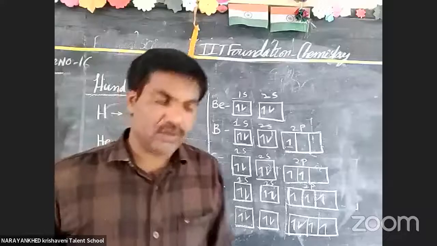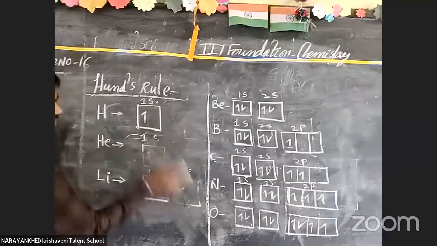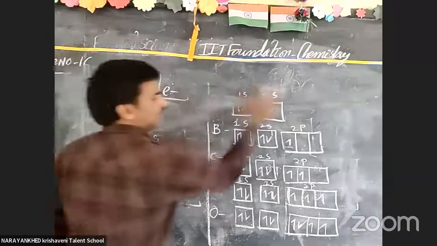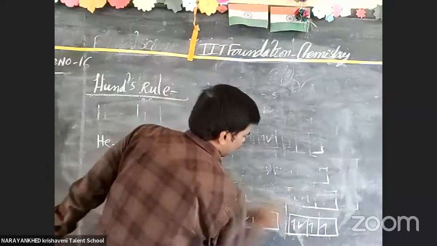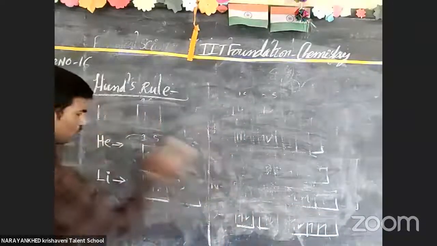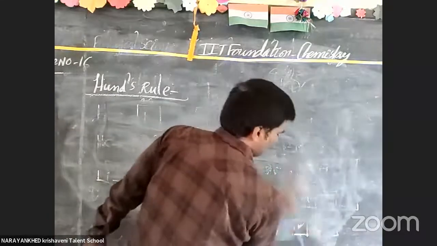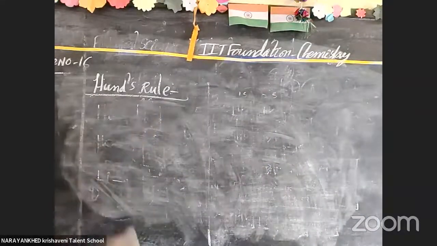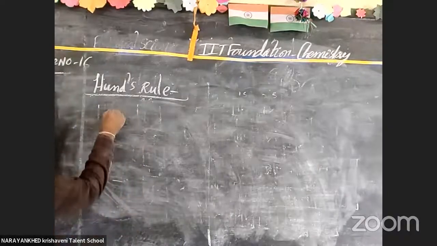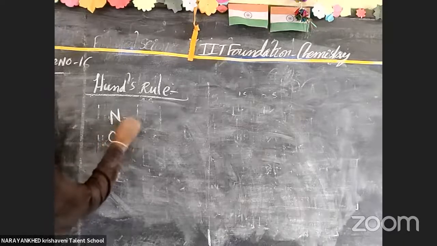This is about Hund's rule. Consider two elements, which will give us a clear idea: nitrogen as well as oxygen. These two elements only we consider now. Here we have taken nitrogen, and as well as oxygen.